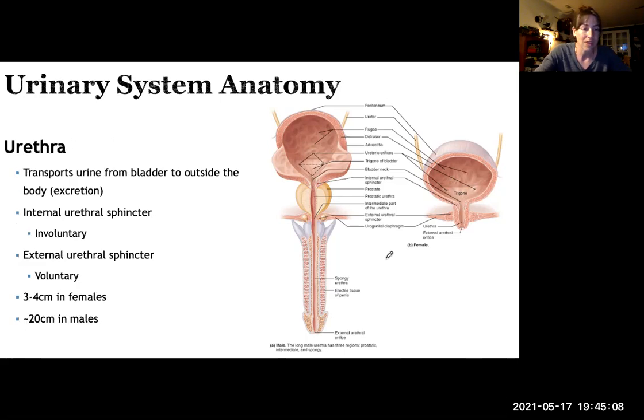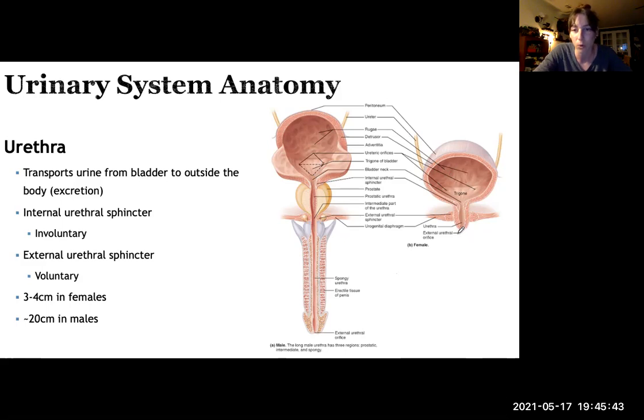Note also that the urethra, which is the tube going from the bladder to the exterior of the body, is much longer in males than it is in females, right? For obvious reasons. The urethra in males serves a dual purpose. It excretes urine, but it also has ejaculate travel through it occasionally. Female urethras only excrete urine. You only have urine coming out of there.